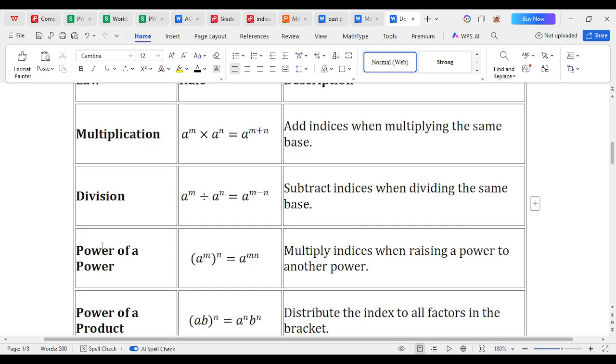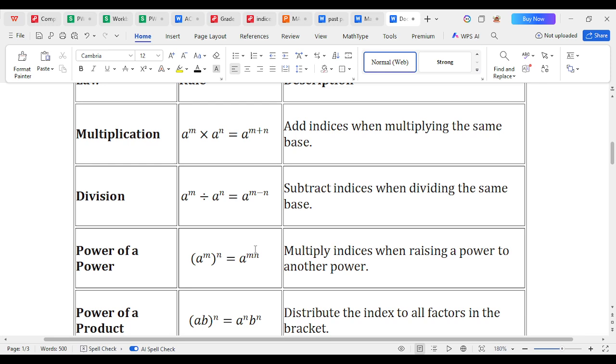The next one is the power of a power. By this I just mean, if you have a base inside the bracket that has a power m and there's a power n outside the bracket, you multiply the powers so that they can be combined. So m inside the bracket with n outside, you just say m times n, which gives you mn.